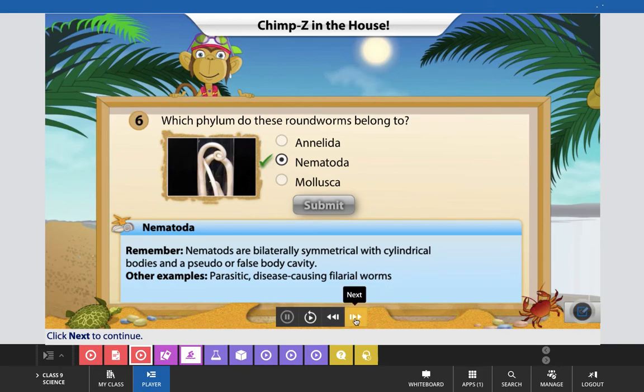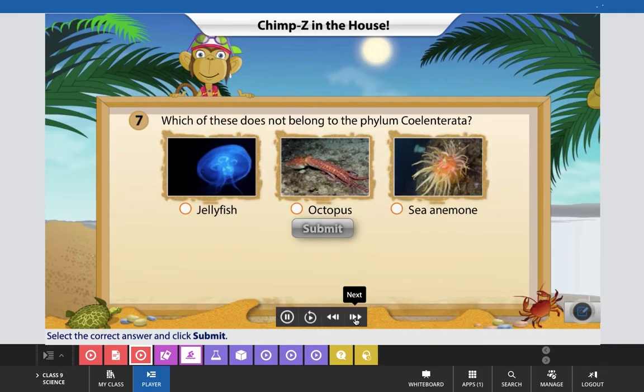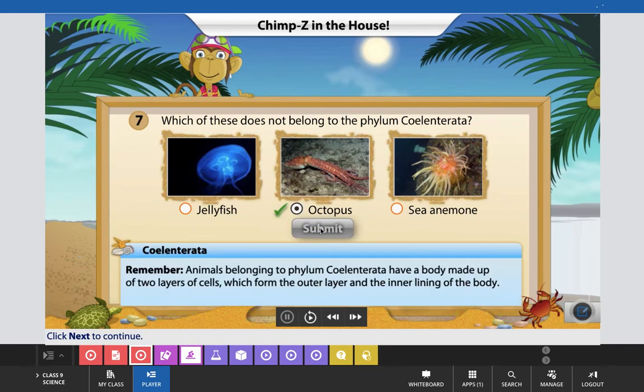Now come to the next question. Which one of these animals does not belong to phylum Coelenterata? Just now we have completed in today's class about Coelenterata. I think that should be clear. Jellyfish belongs to Coelenterata. Sea anemone also belongs to it, and I think octopus will be the correct answer. Right. The octopus is a mollusk, while the jellyfish and the sea anemone belong to the phylum Coelenterata.